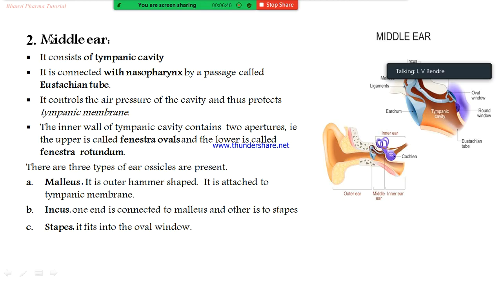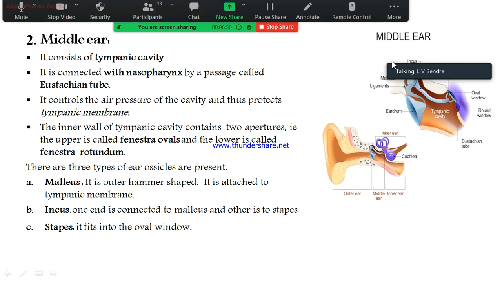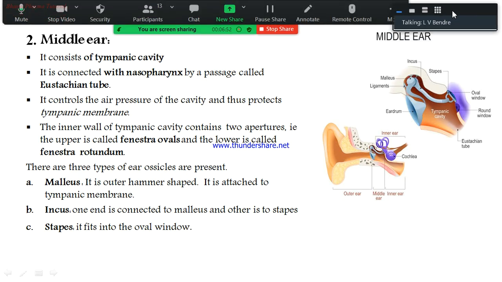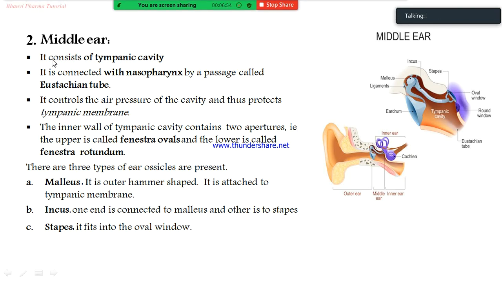Next is the middle ear. You can see the diagram of the middle ear. It consists of the tympanic cavity. This is the middle ear, and this is the tympanic cavity.